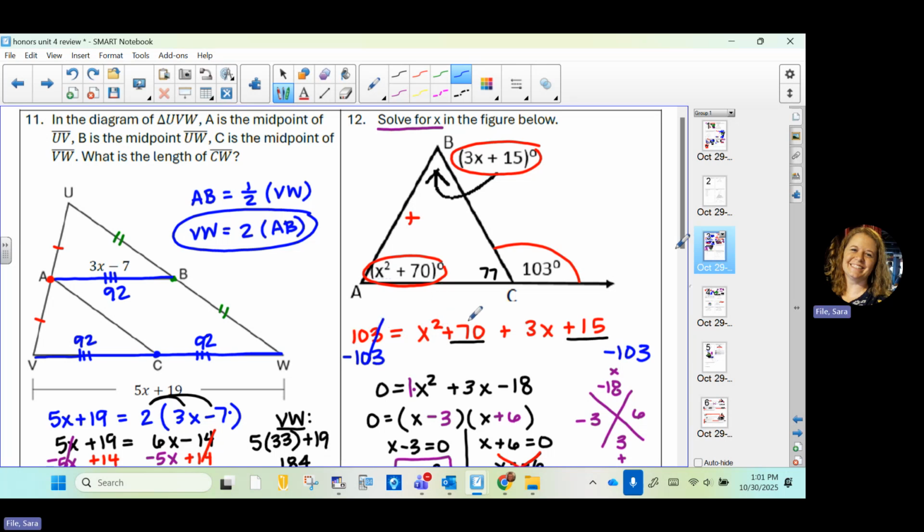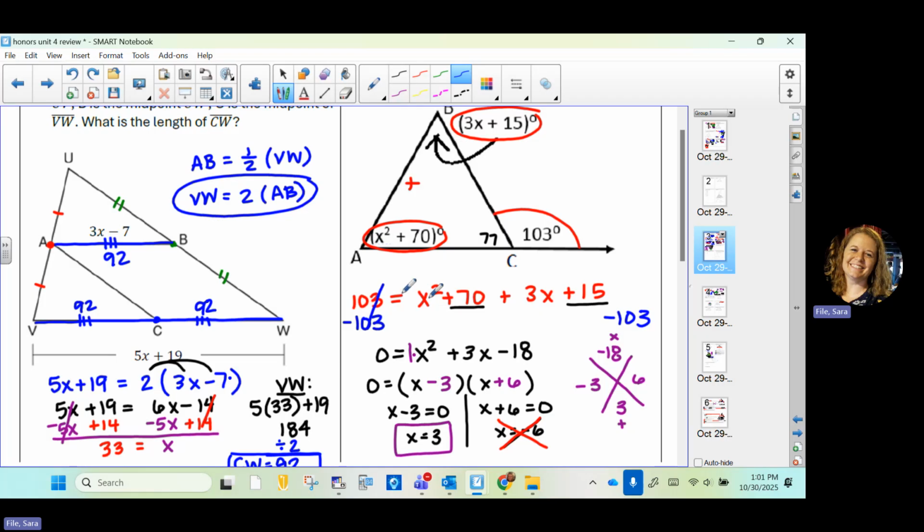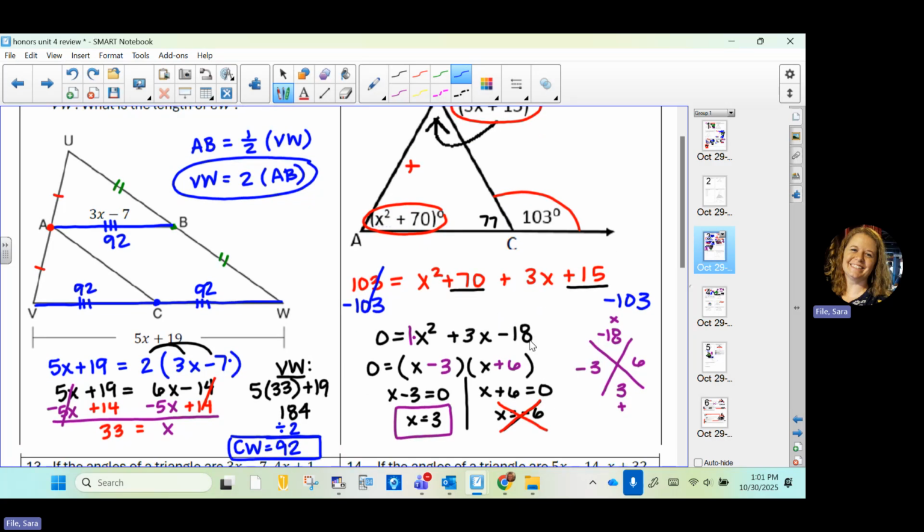So then I realized, ooh, I've got an x squared. That's a quadratic. This was in our 4.2 notes if you need to look back at more examples. But when we had a quadratic, we want it set equal to 0 in standard form, so ax squared plus bx plus c form. So I move the 103 over and combine all my constants and I got x squared plus 3x minus 18. Then it's factoring. So over here, I did my X box.